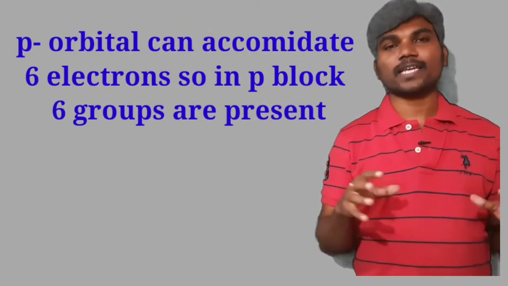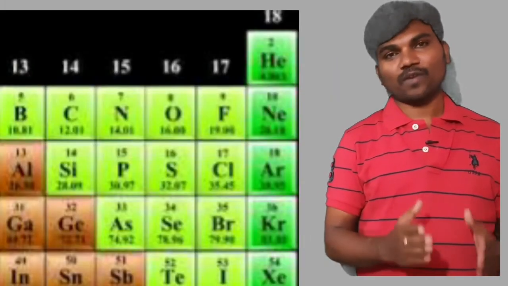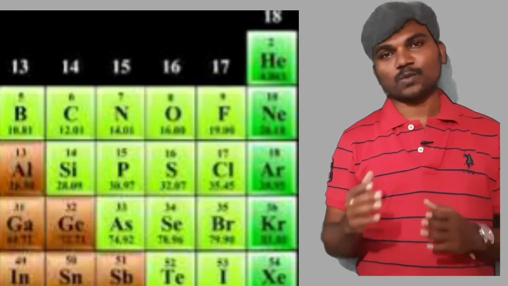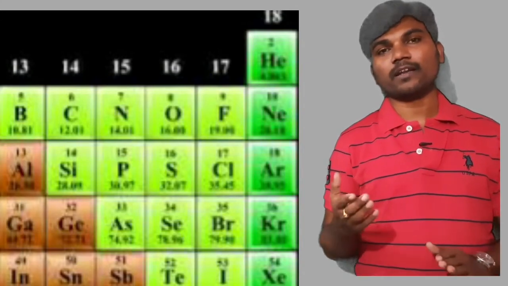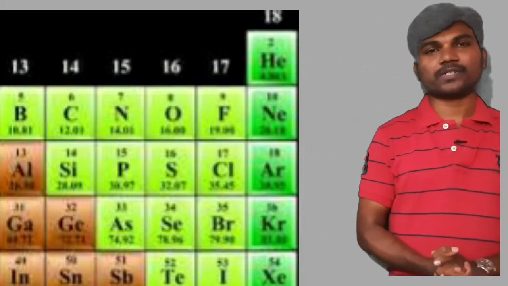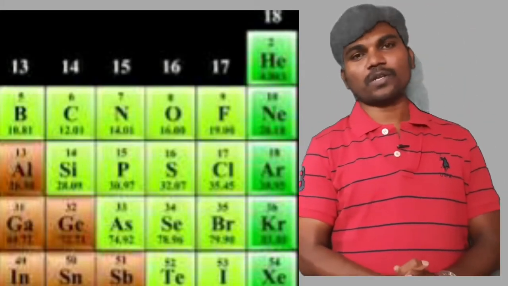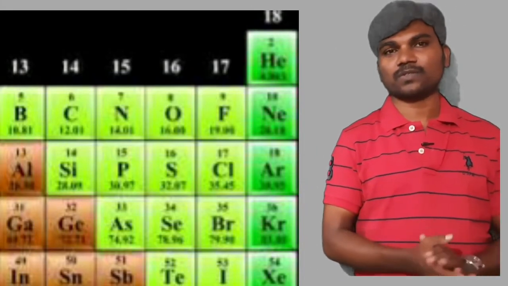So that's why in the case of the p-block there are 6 groups: the boron family, carbon family, nitrogen family, oxygen family, fluorine family and helium family. So there are 6 groups. Now we are going to discuss them one by one. But before going to discuss these groups in the p-block elements, I would like to introduce one small concept here.